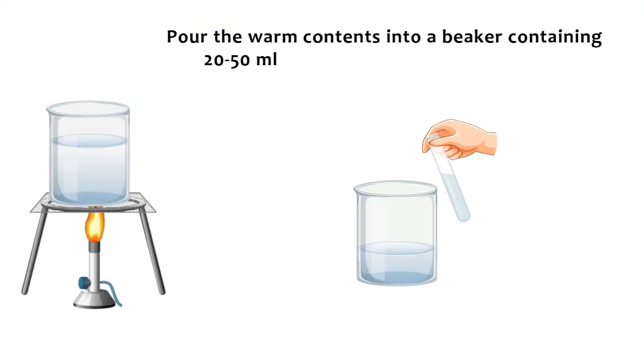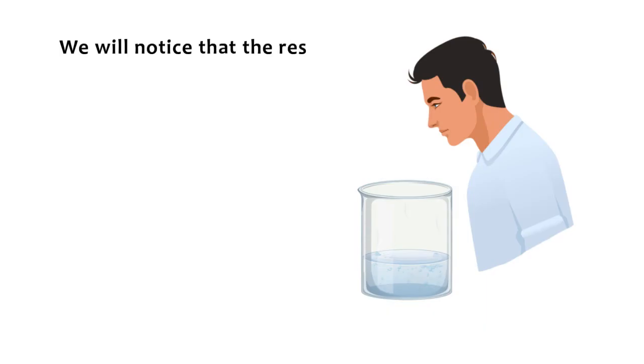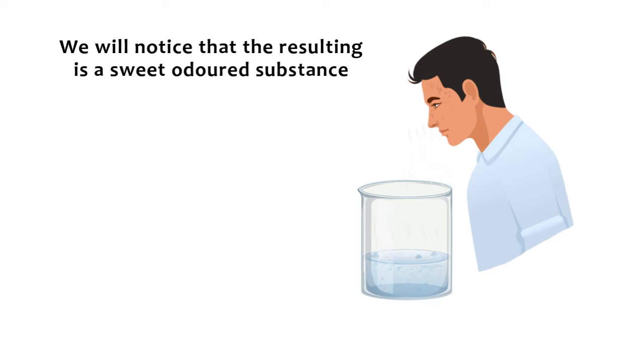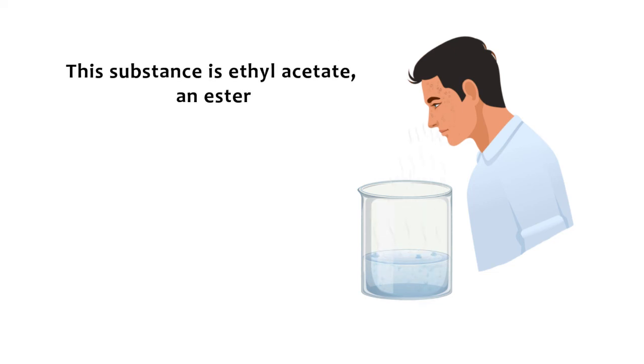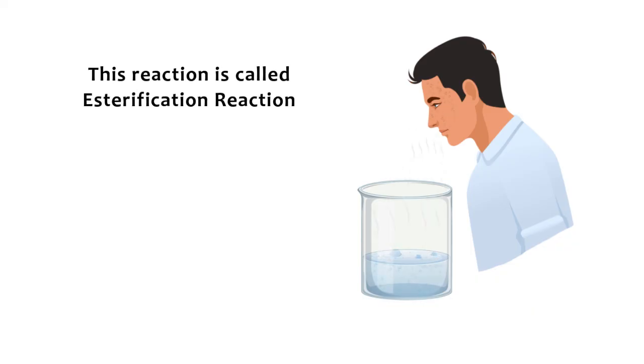Pour the warm contents into a beaker containing 20 to 50 ml of water and observe the odor of the resulting mixture. We will notice that the result is a sweet odored substance. This substance is ethyl acetate, an ester. This reaction is called the esterification reaction.